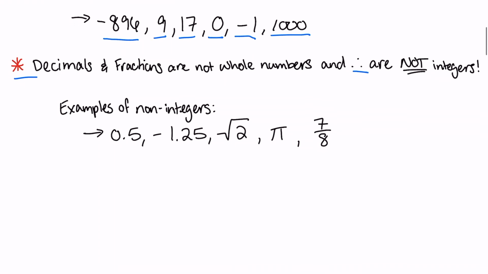So some examples of non-integers include 0.5 or 1/2, -1.25, square root of 2, pi, and even 7/8.